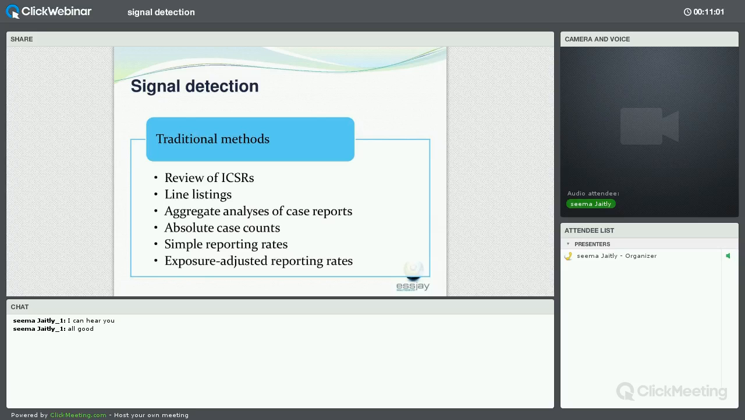Absolute case counts, where you're seeing an increase in the number of cases. So you could see 10 cases of event X, which suddenly means that you're a little bit concerned that you're seeing this number of those cases. That could also be something that flags to you that there's an issue ongoing here. Or you could look at simple reporting rates, where there's an increase in frequency, or exposure-adjusted reporting rates, taking into account the exposure of the product overall. But all of these are very much based on qualitative analyses. You don't have statistical methods behind them. It's about eyeballing the data, going through it, reviewing it, and picking out what you think is abnormal.